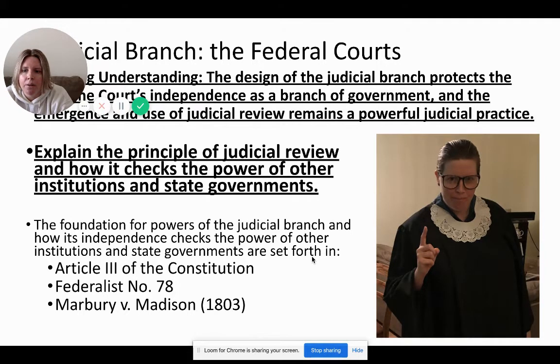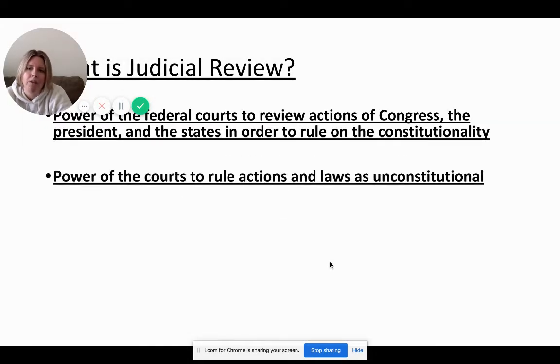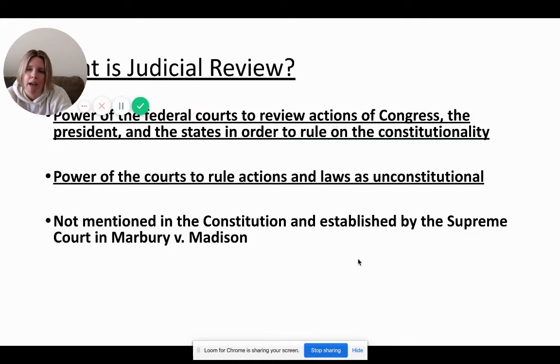Okay, so Article 3 is basically laying out the federal courts, their structure. Fed 78 is basically laying out the explanation of the judicial branch and why we should not fear it. Marbury v. Madison was the case that established judicial review. Okay, so what is it? Again, it's the power to overturn actions of the Congress, the president. It's really the only check that the Supreme Court has or that the courts have. It's not mentioned specifically in the Constitution.